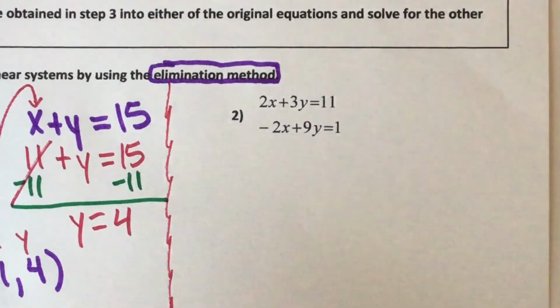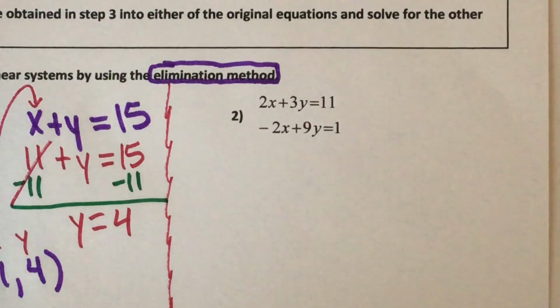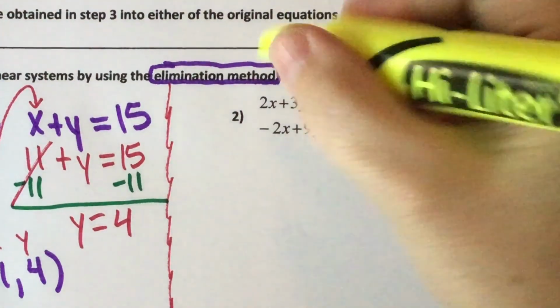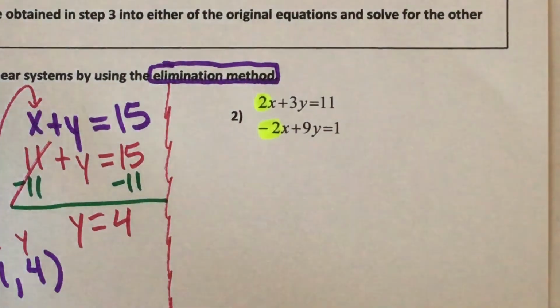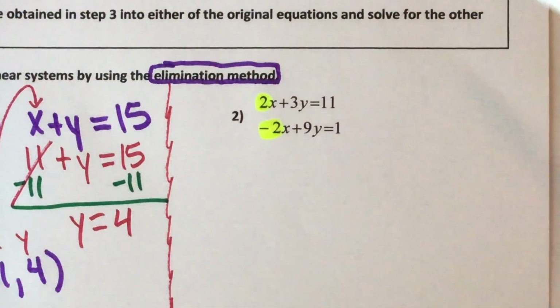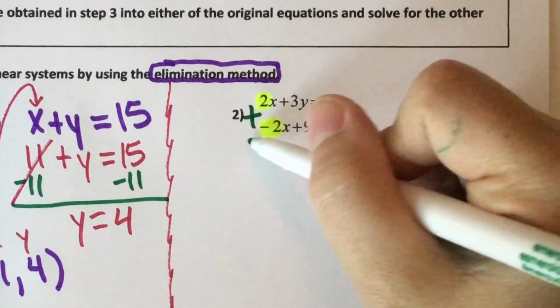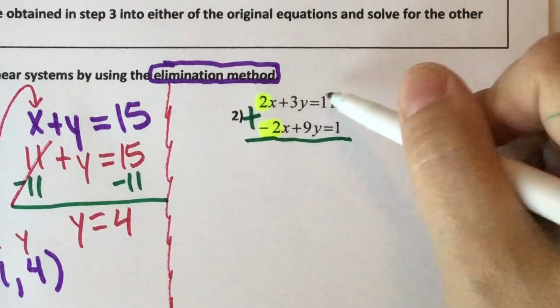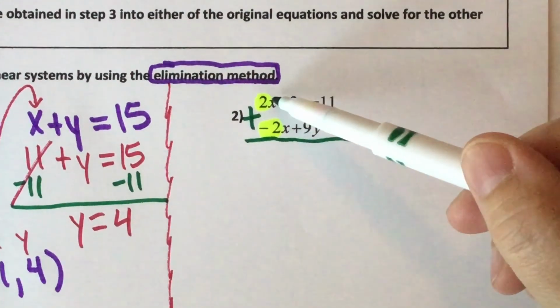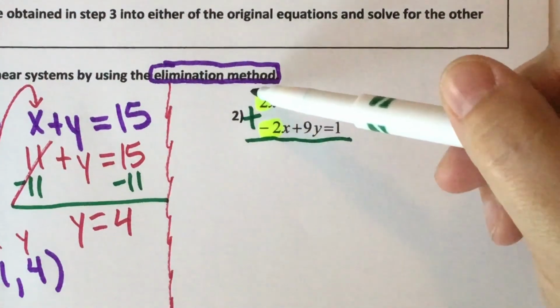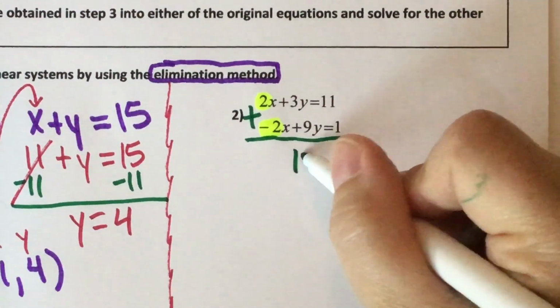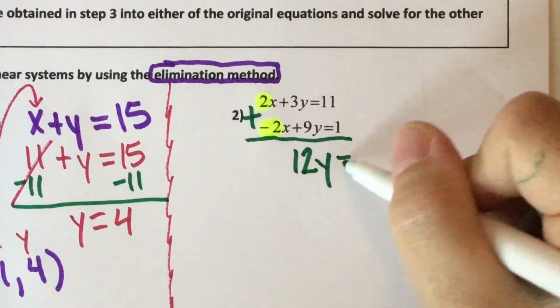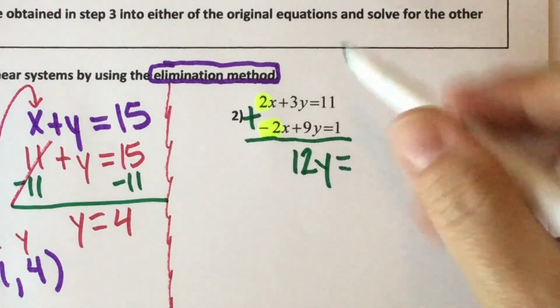All right, does it look like it's elimination ready? Yes, I have the same number with opposite signs in front of the x's. So this is elimination ready. So I put my plus sign and I add. So 2x plus negative 2x is 0. Shoop, eliminated. 3y plus 9y is 12y. Bring your equals down. And 11 plus 1 makes 12.